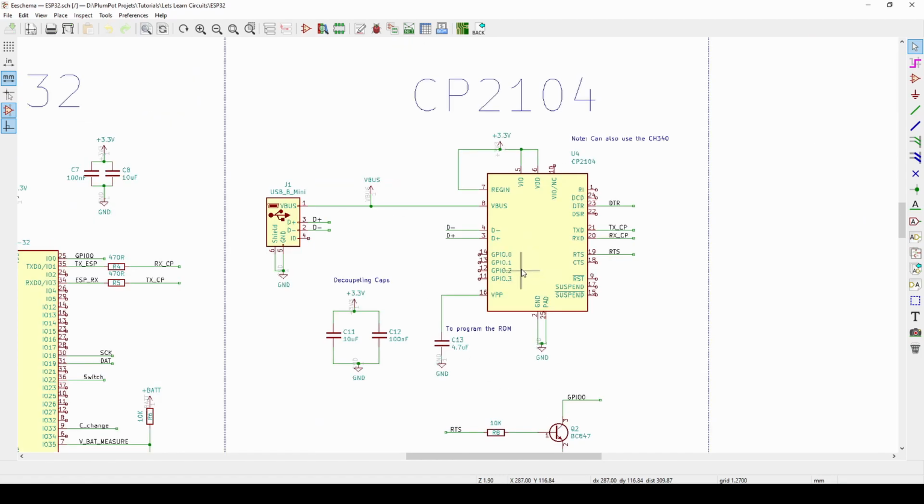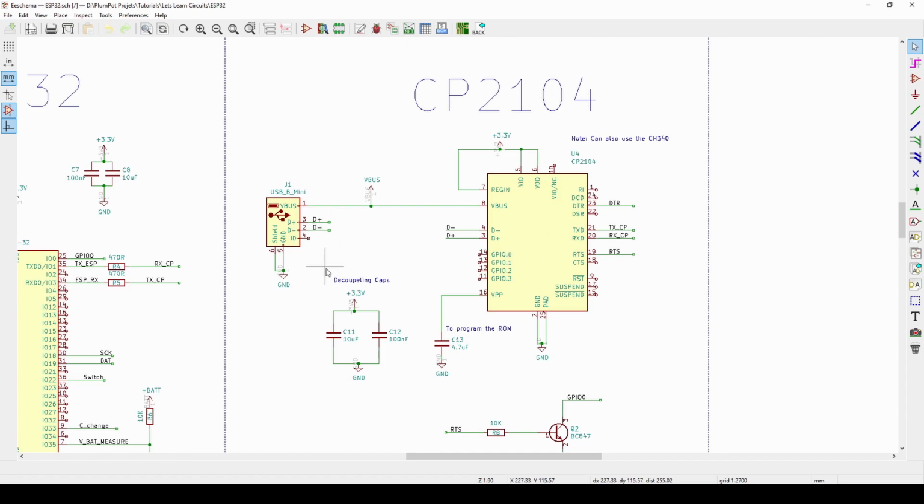So the USB to serial converter that I normally use is the CP2104. Just a note, you can also use the CH340. That might be easier to solder onto a PCB if you're going to solder it yourself. The CP2104 footprint is quite difficult to solder, but I find it more stable than the CH340.